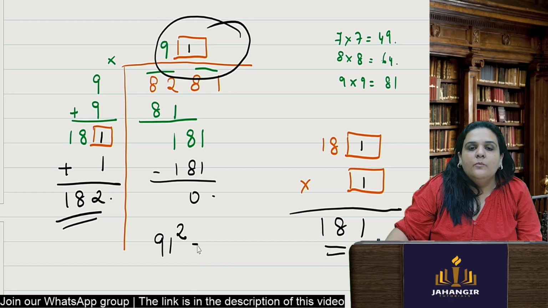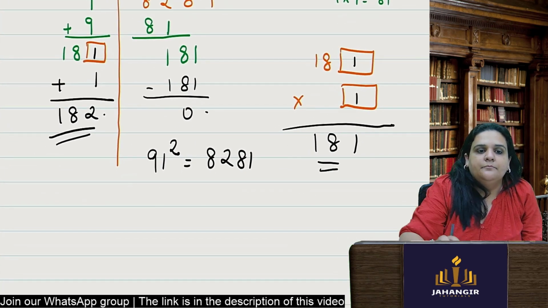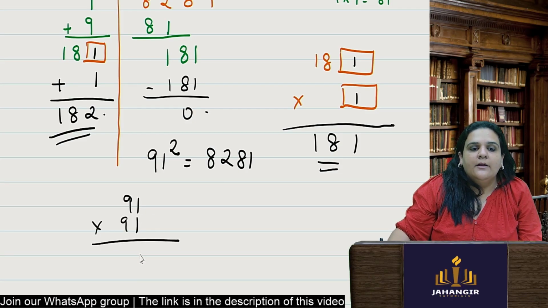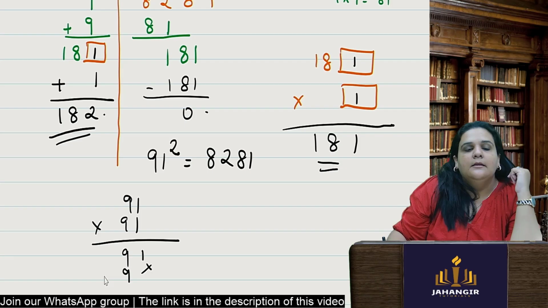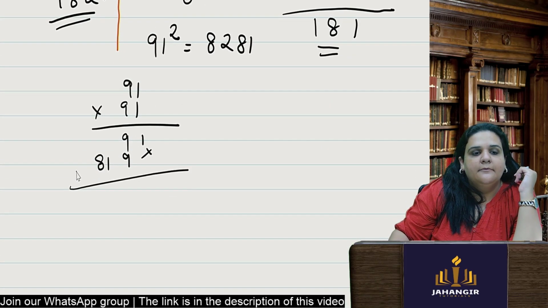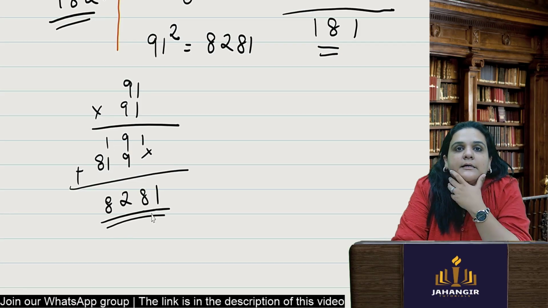91 square will give you 8281. Multiply 91 by 91 and see. You will get this answer. 91 into 91, let's do it. 1 ones are 1. 1 nines are 9. 9 ones are 9. 9 nines are 81. Okay. Add it. 1 plus 0 is 1. 9 plus 9 is 18. 1 plus 1 is 2. And this 8281 is the answer.